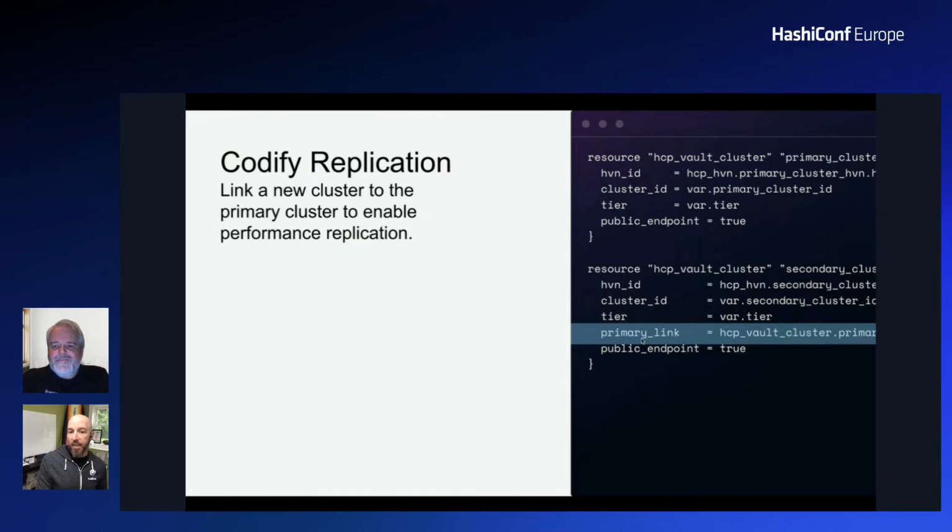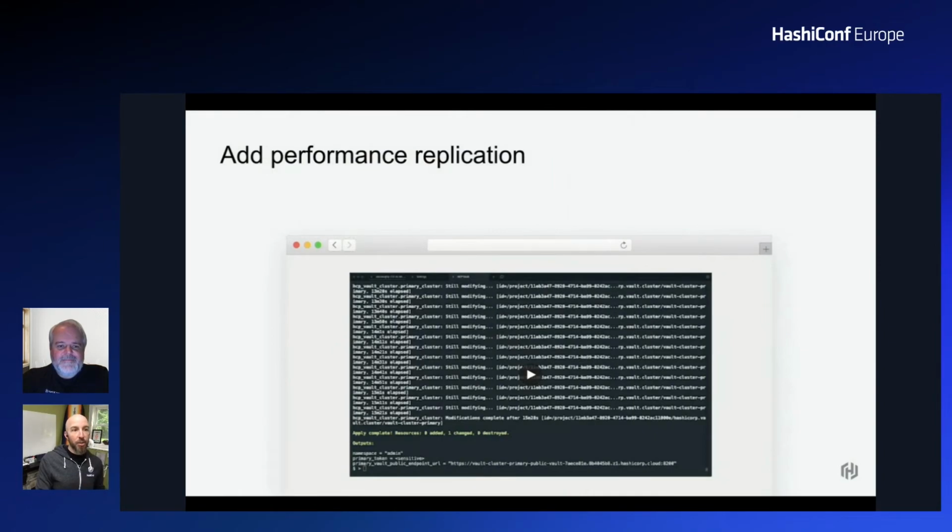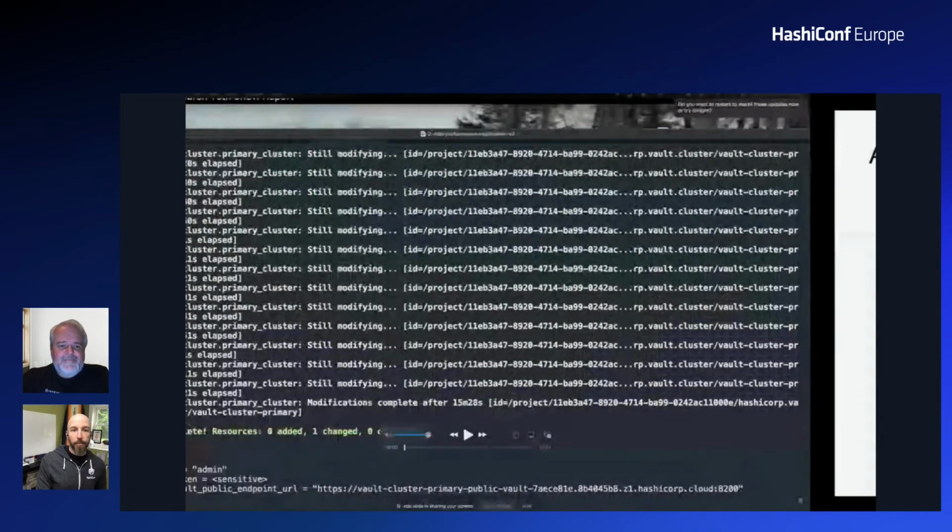The only difference for your secondary cluster is this setting here, the primary link setting. You are going to define that, and that's going to tell the HCP provider that, hey, this is a secondary cluster. So this isn't just some new standalone individual cluster. We want to link this to our primary cluster, and that's going to enable replication. So really with one setting in Terraform, you can build out a performance replica in HCP Vault. So let's go take a look at what that might look like.